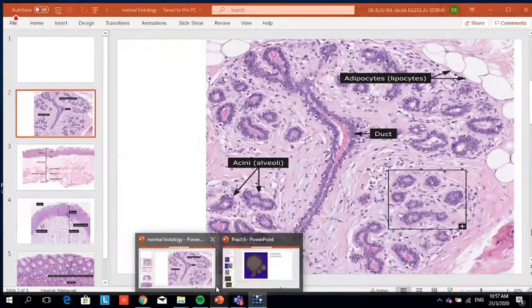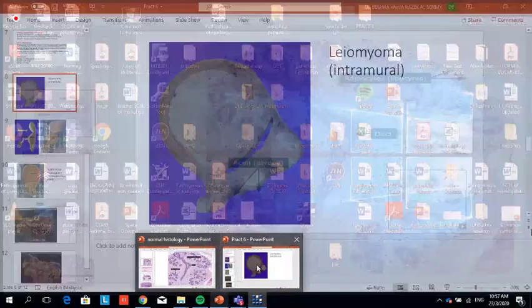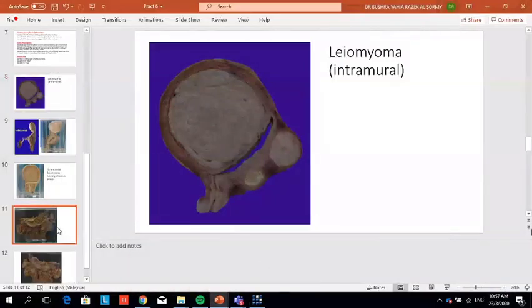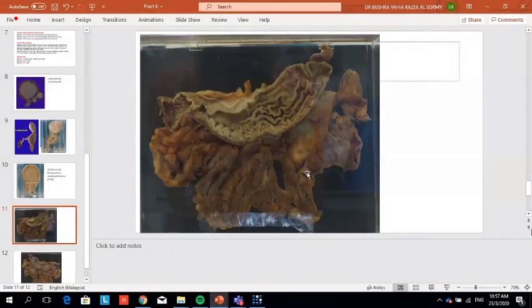Look at the specimen of the stomach and describe what you see. You can see there. Can you tell me what happened here?